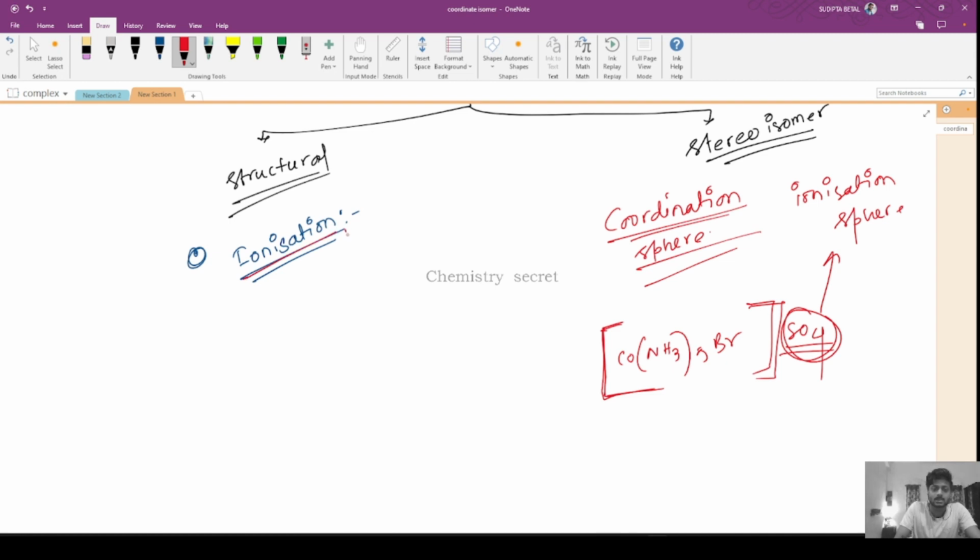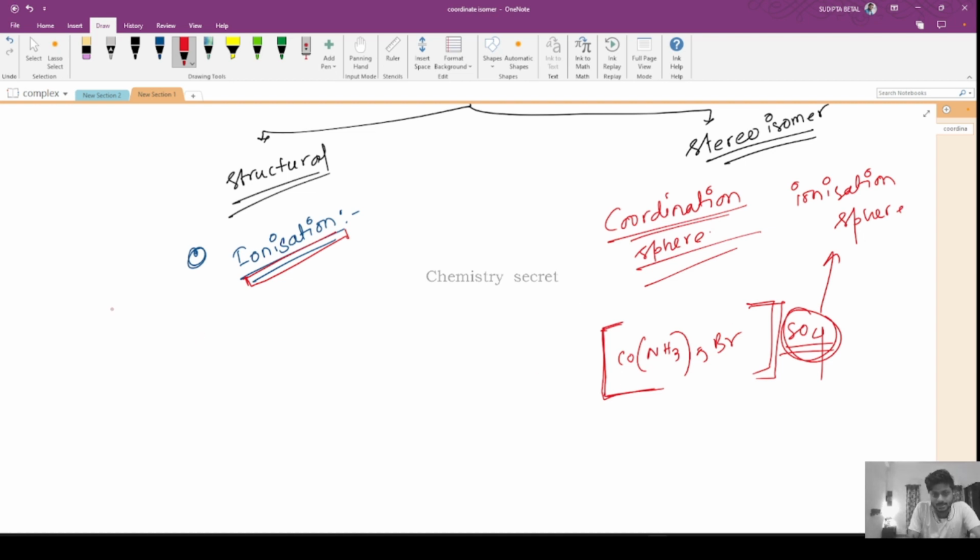So what is ionization isomer? How do we recognize an ionization isomer? In case of ionization isomer, the exchange of ligand between the coordination sphere and ionization sphere occurs. Okay, so if we take some examples, we can see that.